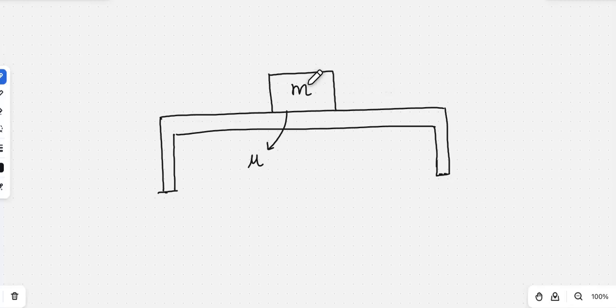In this question, there is a block of mass m kept on a table. The frictional coefficient between the table and the block is mu. So this is a table here, and now it is said that when a horizontal force is applied on this block, it slips. But the table is stationary. Table does not slip.